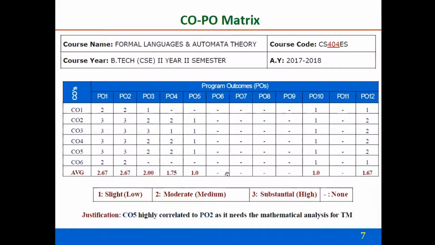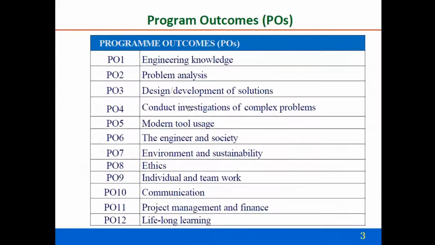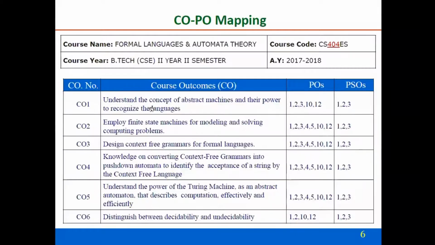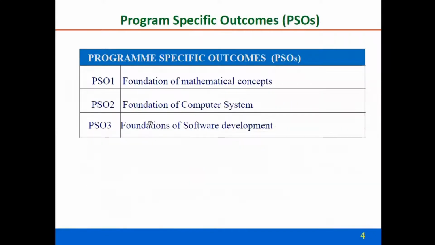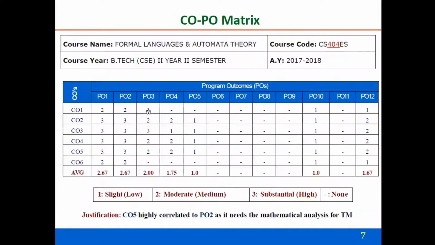So moderate or medium. Even for PO2, what is PO2? Problem analysis. Previously we took that mathematical concepts of only medium level are used, so even for problem analysis I have taken medium level only. Then PO3. What is PO3? Design or development of solutions. Here, as the subject handling faculty, in my perspective design and development of solutions is not much involved, only slight or low. That's why I have mentioned 1.